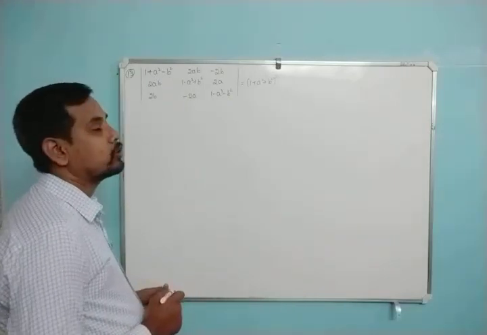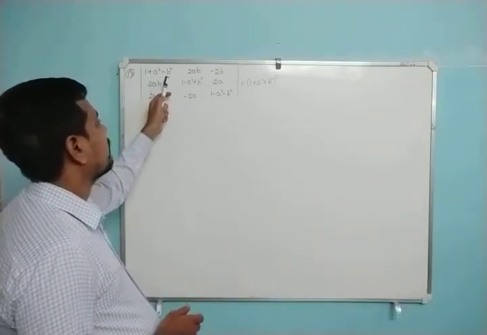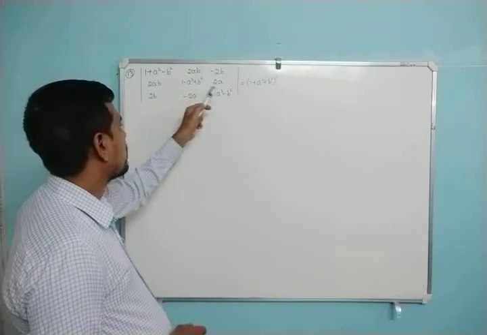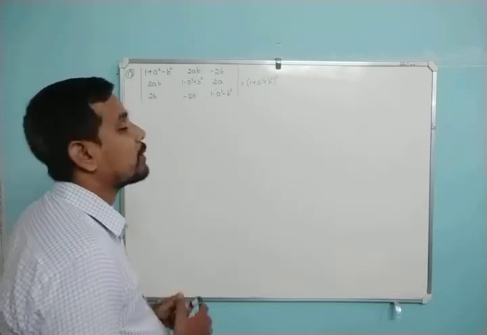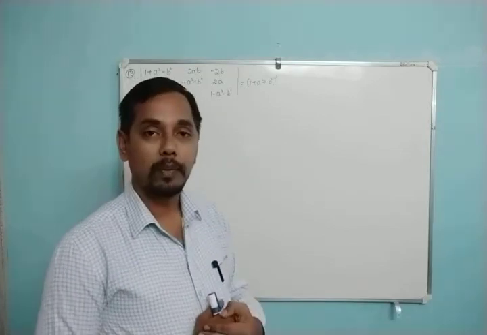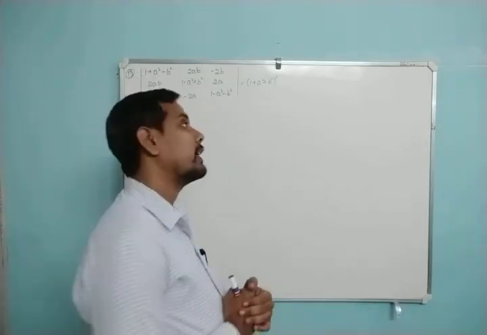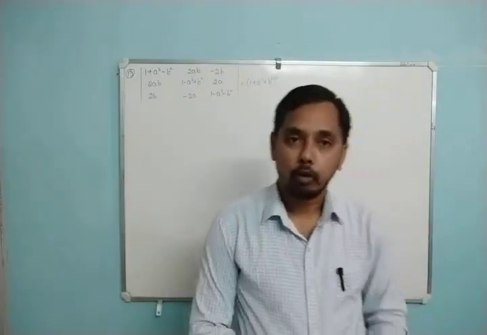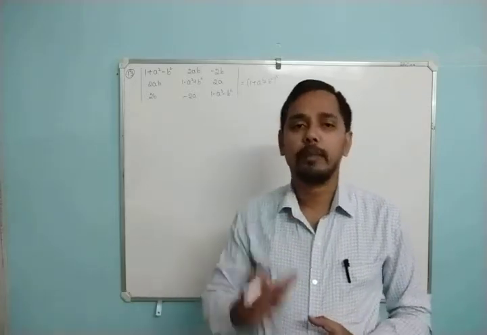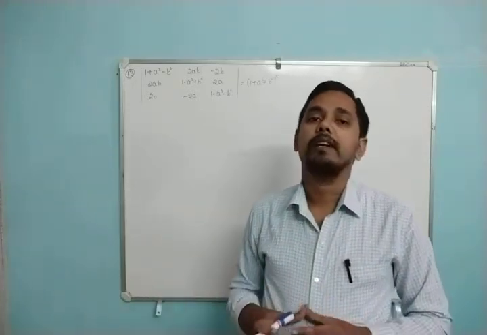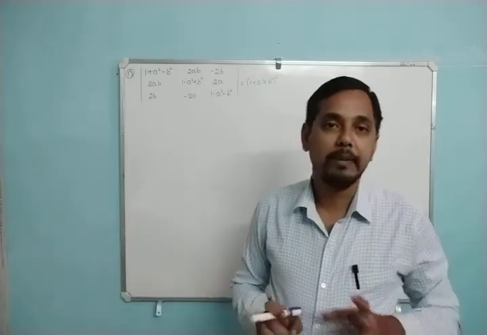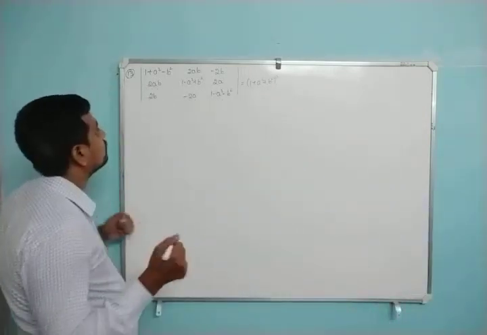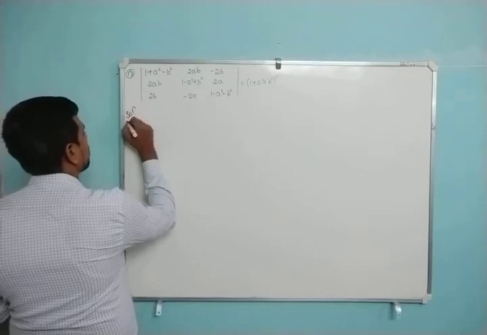Right, there is the 13th one. We should prove that the determinant with rows (1 − a² + b², 2ab, −2b), (2ab, 1 − a² + b², 2a), (2b, −2a, 1 − a² − b²) is equal to (1 + a² + b²)³. Here the terms are not the same, so it is not possible to add all rows or all columns. So we should apply some transformations such that in any one row or column we get the same elements, so that it can be taken out as common. Okay, so now let's see how it will be possible.